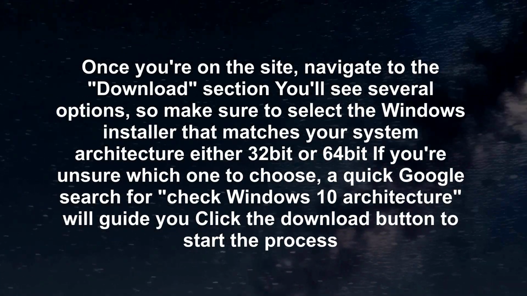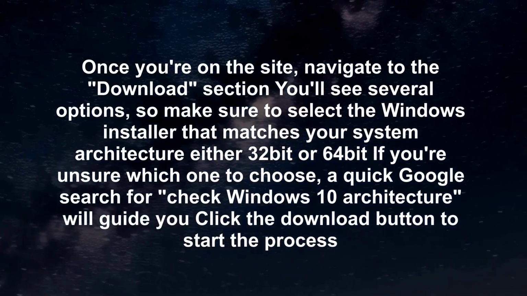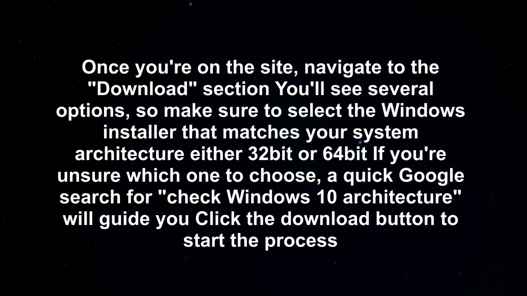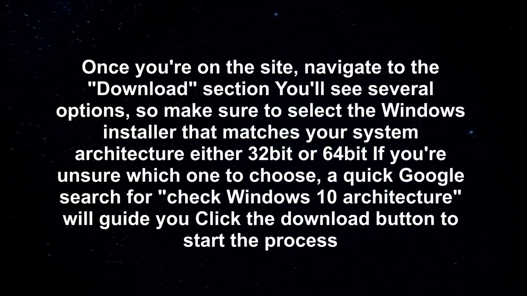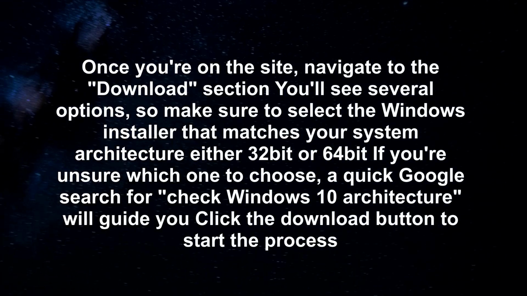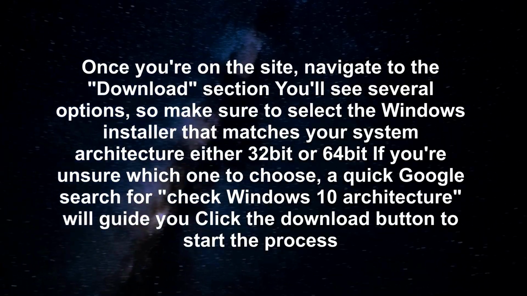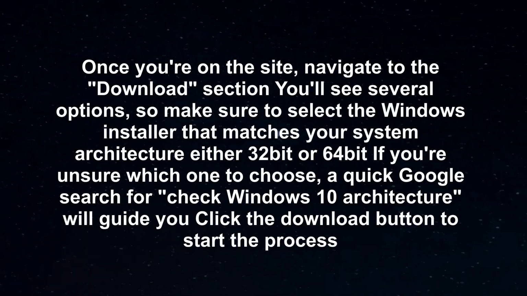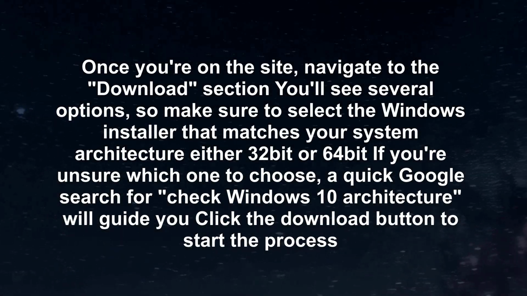You'll see several options, so make sure to select the Windows installer that matches your system architecture, either 32-bit or 64-bit. If you're unsure which one to choose, a quick Google search for "Check Windows 10 architecture" will guide you. Click the download button to start the process.